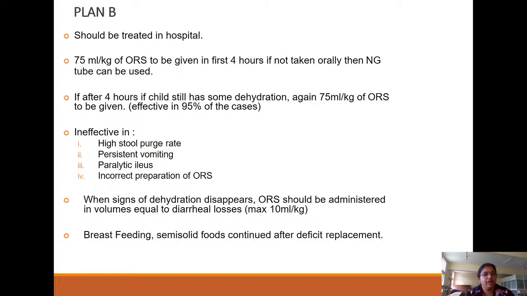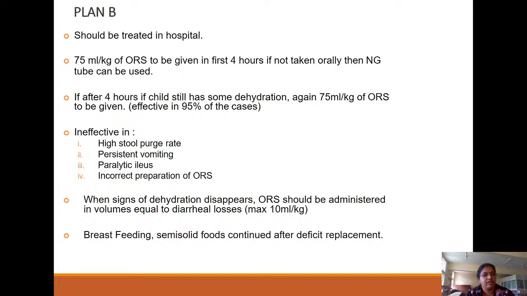If he is not taking orally, the child can be given ORS through a nasogastric tube. If after 4 hours the child still has some dehydration, then again 75 ml per kg over 4 hours may be given. Oral giving may be difficult if the child has a very high stool purge rate, persistent vomiting, paralytic ileus, or there is some problem with the preparation of the ORS. Usually intravenous fluids you have to give in all these three conditions.